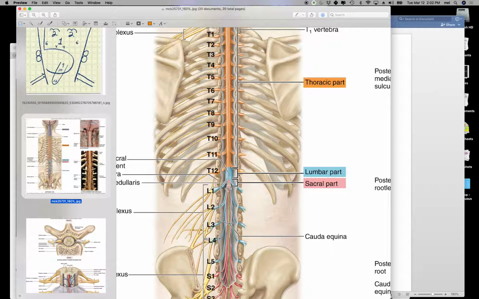The pia just stays stuck to one of these little teeny structures, and I'll talk about it in just a second. So the pia is stuck on the surface of the spinal cord, and then it stays stuck to one of those structures. Only one, though.